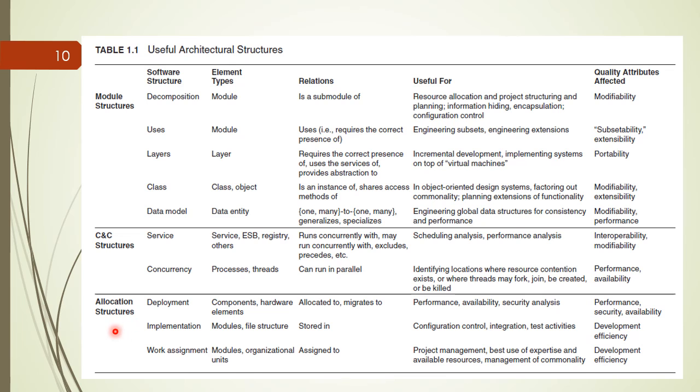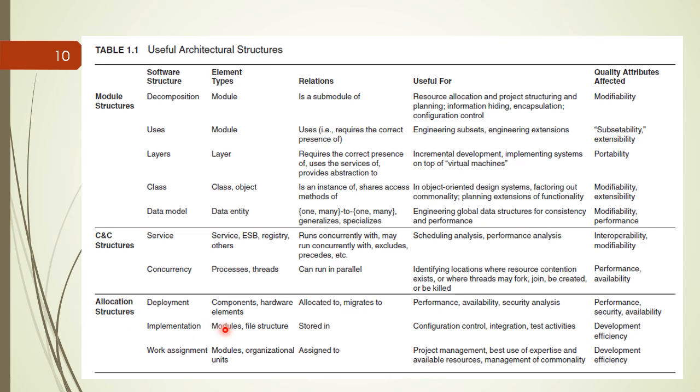Now the last one is the allocation structures, and the software structures included are implementation, deployment, and work assignments. So deployment includes components, hardware elements, and the relations are allocated to, like we have seen in module structures. They are static types of structures which will include your coding and databases, so where they are allocated and how they are migrated to and where they can be migrated to. So they are useful for performance, availability, security analysis, and these are the quality attributes.